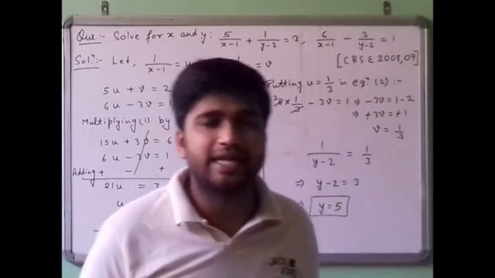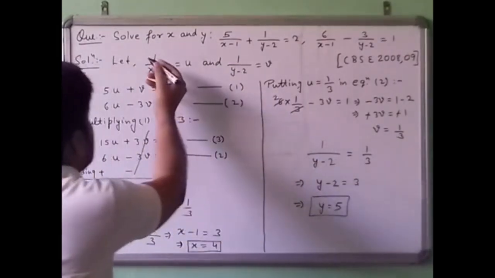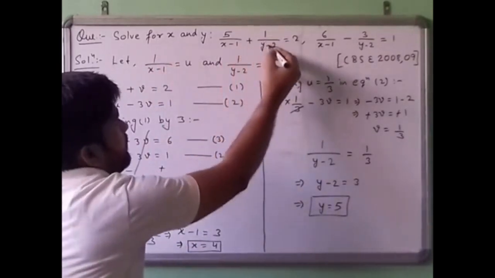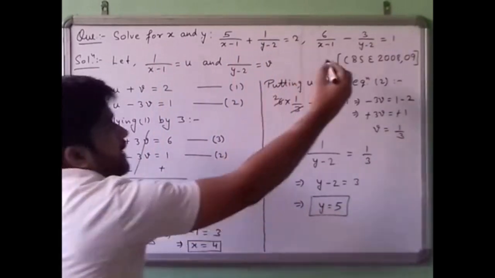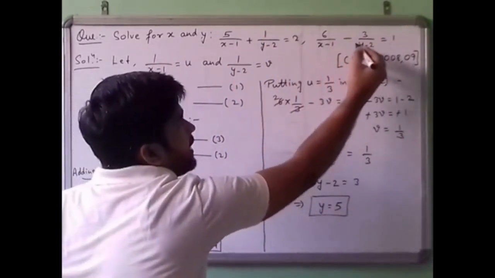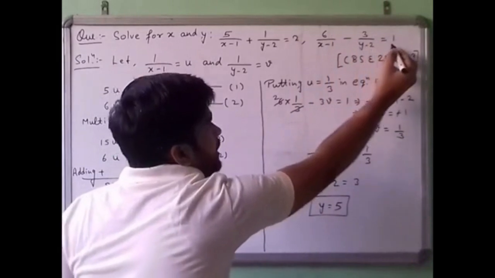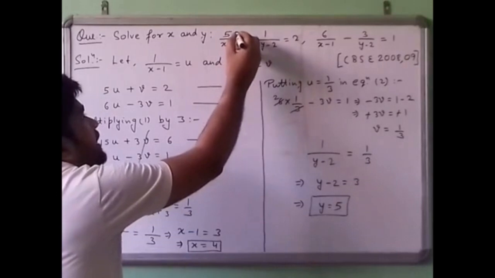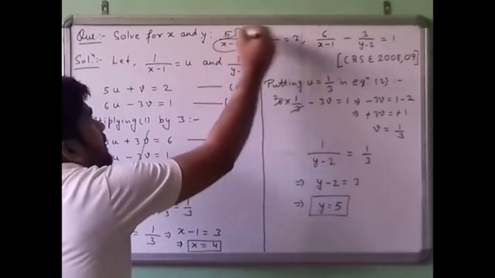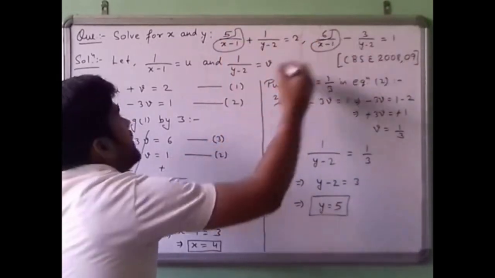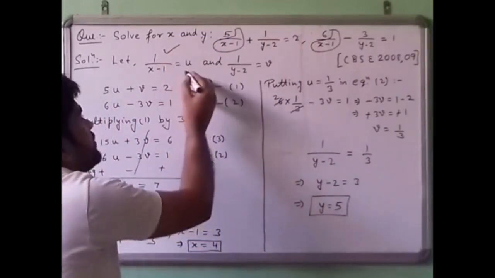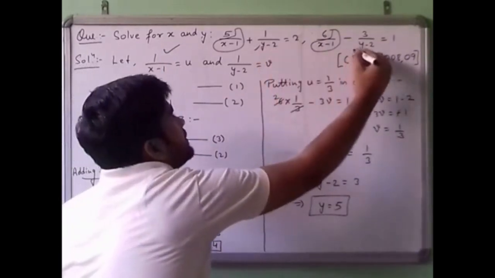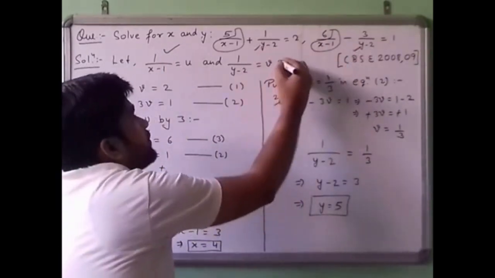Today I will explain the next type of questions. The question is: solve for x and y. 5 upon x minus y plus 1 upon y minus 2 equal to 2, and another equation is 6 upon x minus y minus 3 upon y minus 2 equal to 1. In this type of question, firstly we let 1 upon x minus y equal to u, and another, 1 upon y minus 2 equal to v.